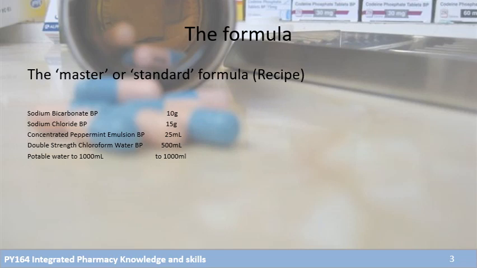So one of the ways in which calculations happen is you're asked to calculate how much of a particular substance, let's say in this example sodium chloride, you need if you were going to have 200 mils of the final formula. So that's the type of way in which some of these questions are given to you.